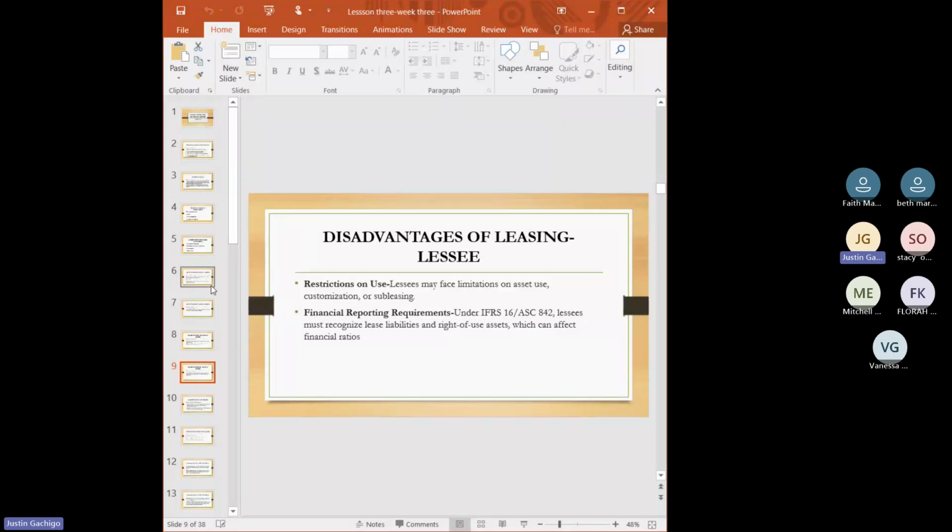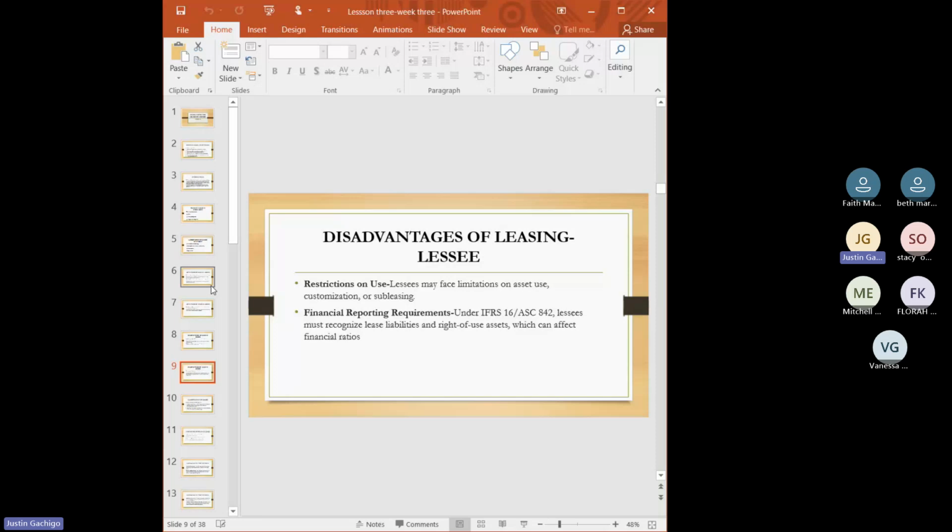The other one is financial reporting required. So the lessee must recognize lease liability and right of use, which can affect the financial ratio. So this is one of the changes that came from IAS 17 to IFRS 16, where we have the lessee must recognize lease liability and right of use.